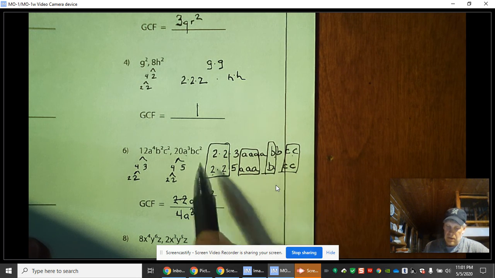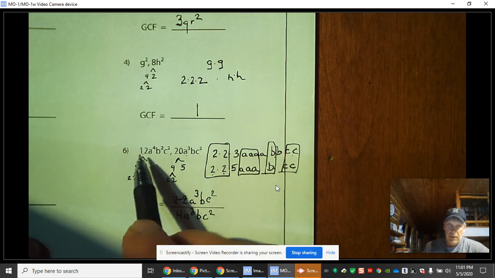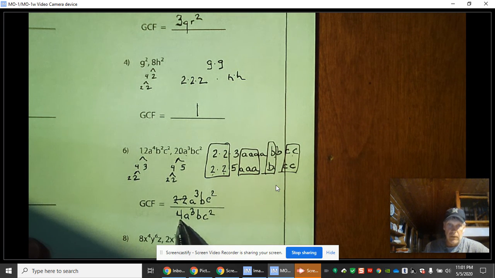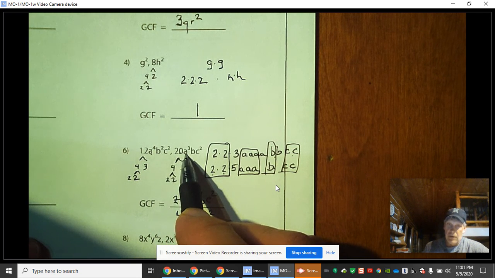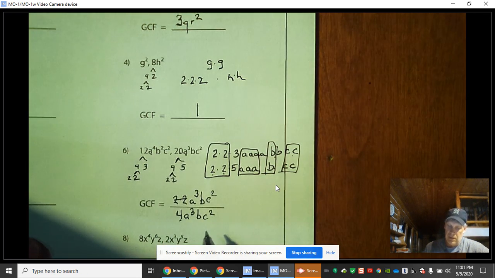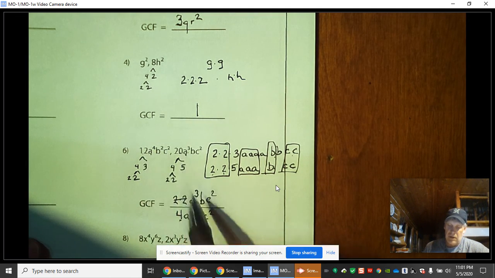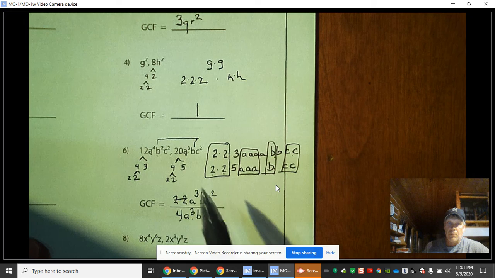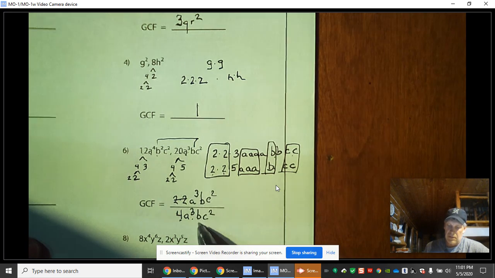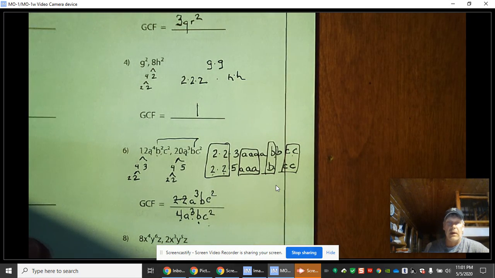Now, start looking. What's really happening here? Well, look. What's the biggest number that goes into 12 and 20? Well, the biggest number that goes into 12 and 20 is 4. Now, if you look at your variables, I got a to the 4th, a to the 3rd. What's the most you can take out of both? The most you can take out is 3 right here, the smallest of those two variables. I have b squared and I have a b. The most you can take out is the smallest one. So that's why I only have a b for my greatest common factor. And then they both have a c squared, so that can come out.